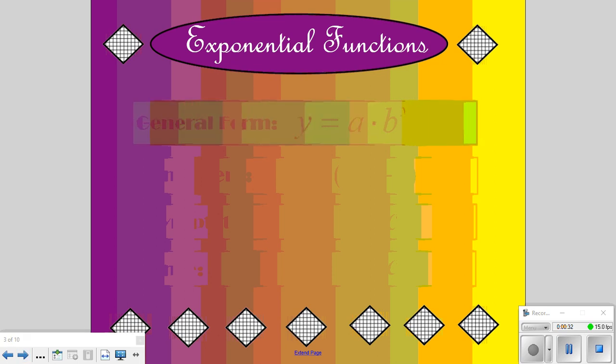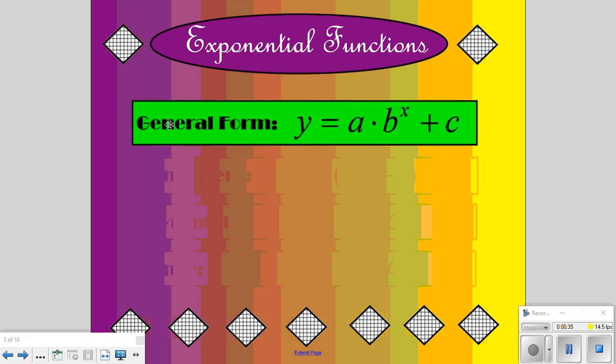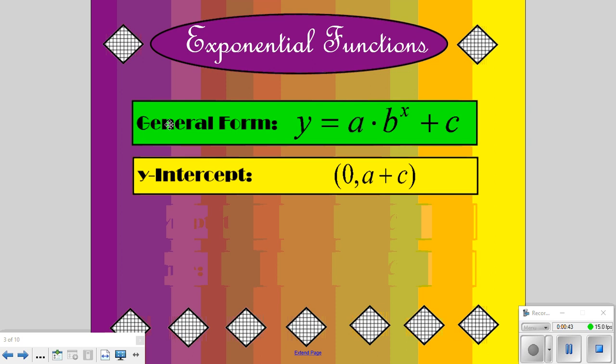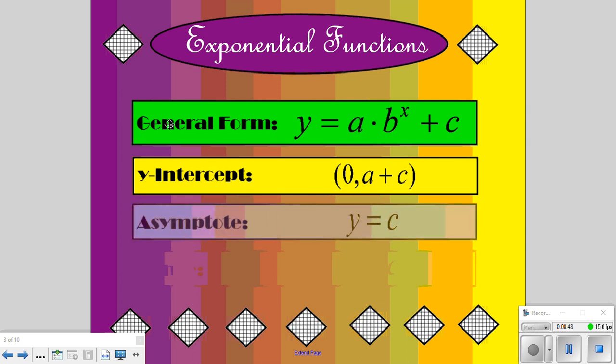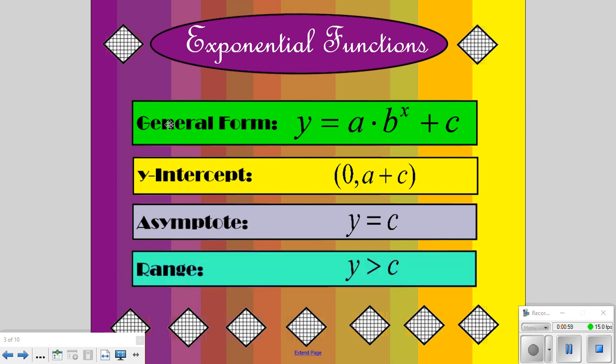Exponential functions. We know their general form is y equals a times b raised to the x power plus c. The y-intercept for an exponential function is always going to take the form of (0, a plus c). We're always going to have an asymptote at y equals c, which you probably don't know what an asymptote is right now, but I will cover that with you in a second here. And our range is always going to be y is greater than whatever our asymptote is.